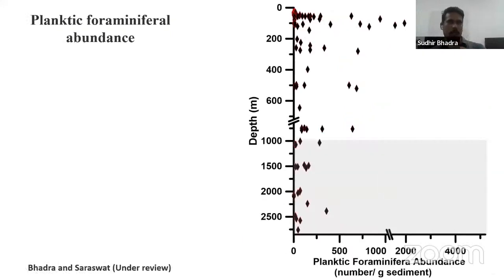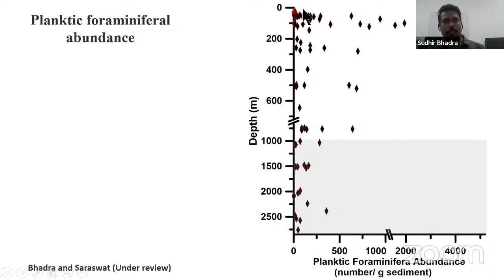Then, before going into the paleoclimate studies, we wanted to know how the planktic foraminiferal abundance is getting preserved. That means, in the previous slide, I showed that the planktic foraminiferal abundance could vary for many reasons. It could be because of dilution, dissolution, and also productivity. So here, when we plot it with depth, we see a decrease in planktic foraminiferal abundance after 1,000 meters, and that decrease is significant.